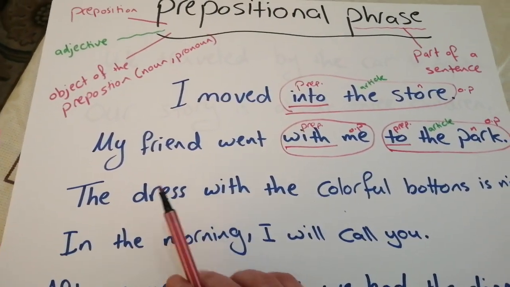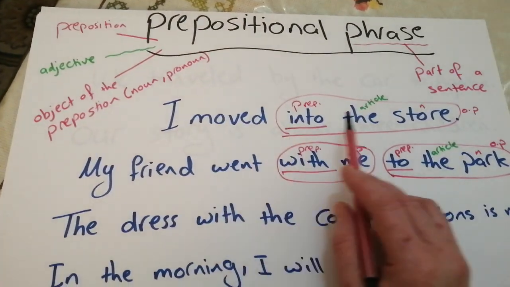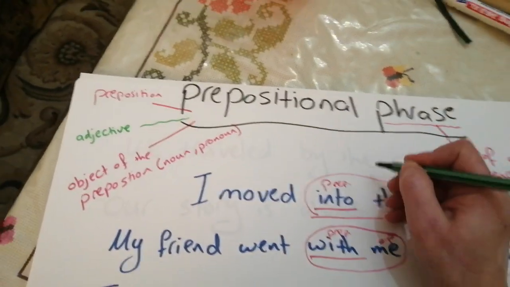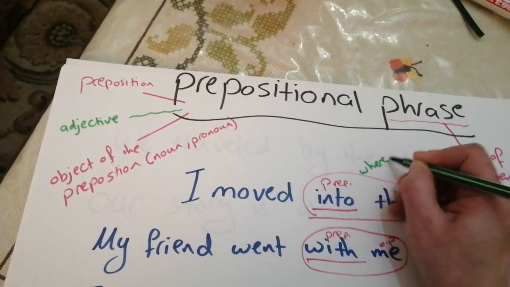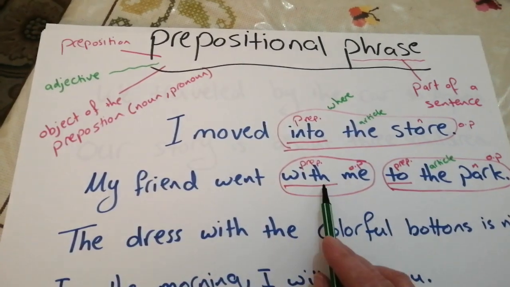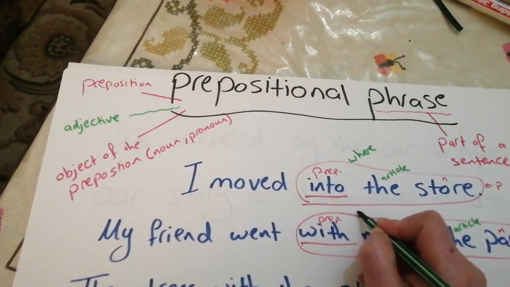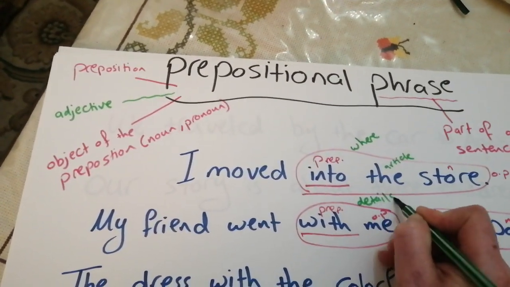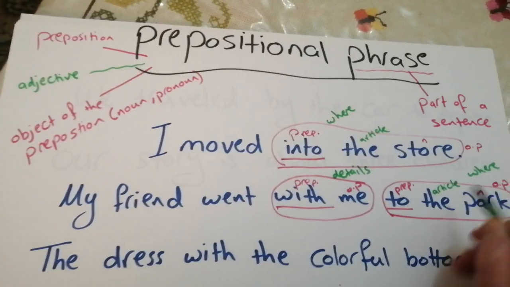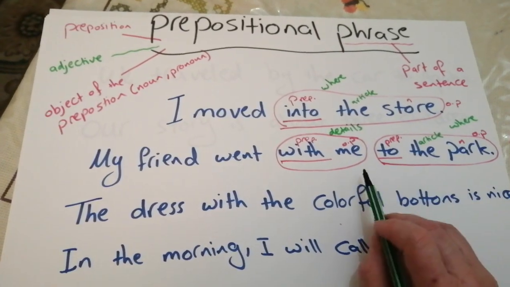The dress. Oh, by the way, sorry, here: I moved into the store. This prepositional phrase shows where. Okay, where I am moving. Okay, my friend went with me. Here, with me, it gives details. Okay, to the park, it shows where we are going or where we went together.